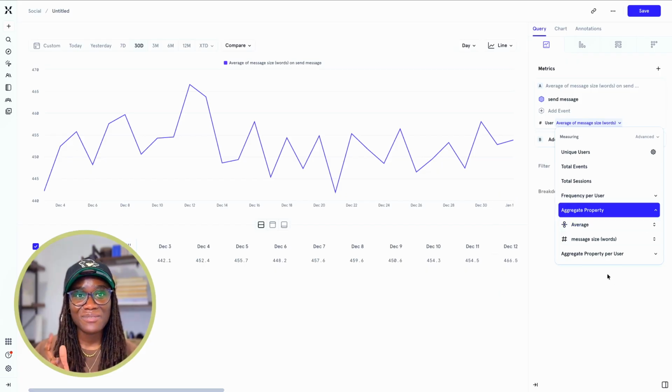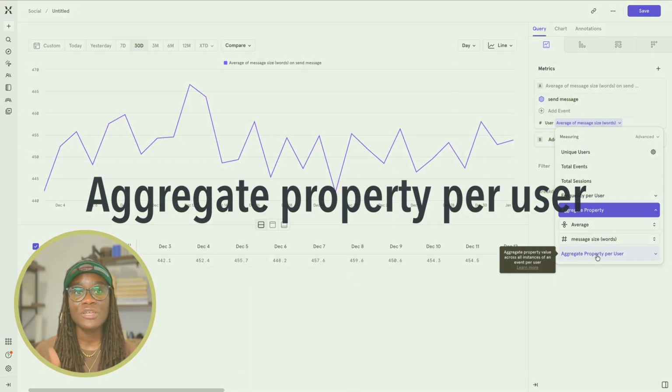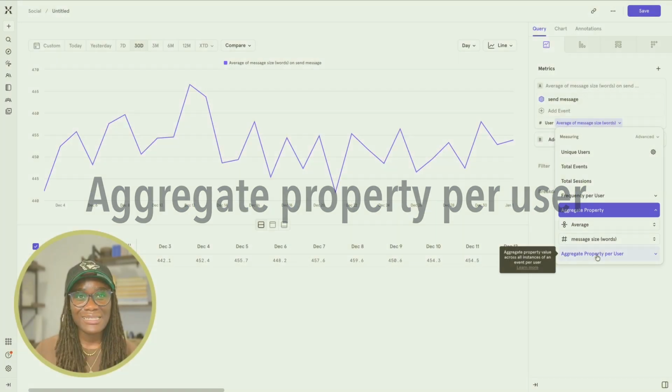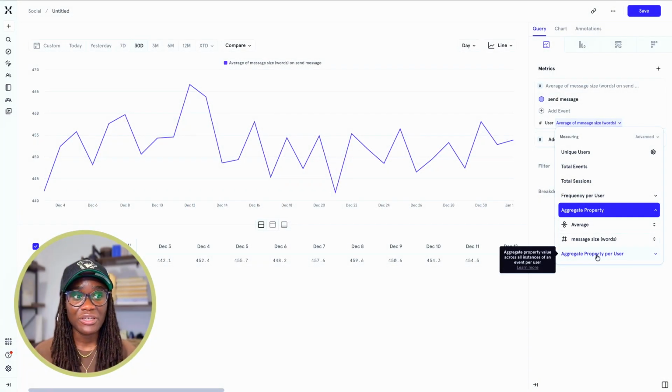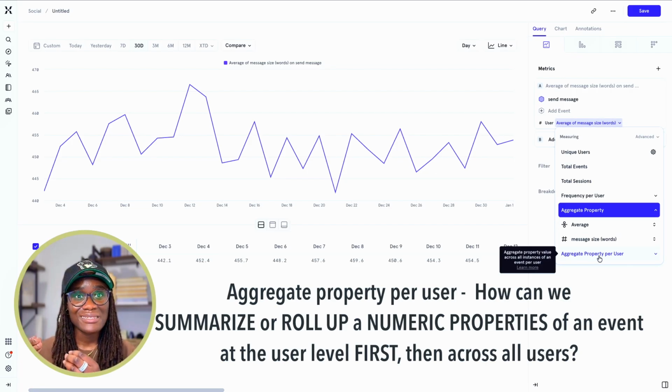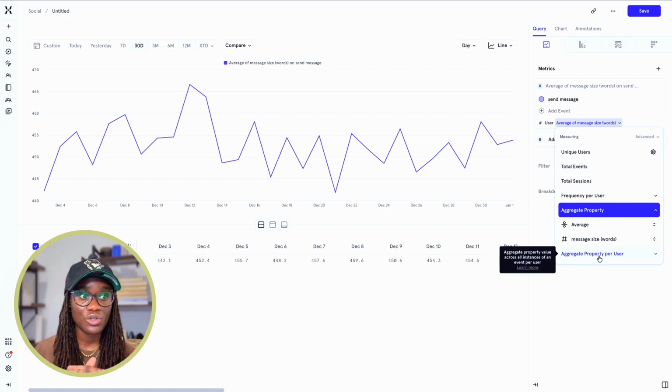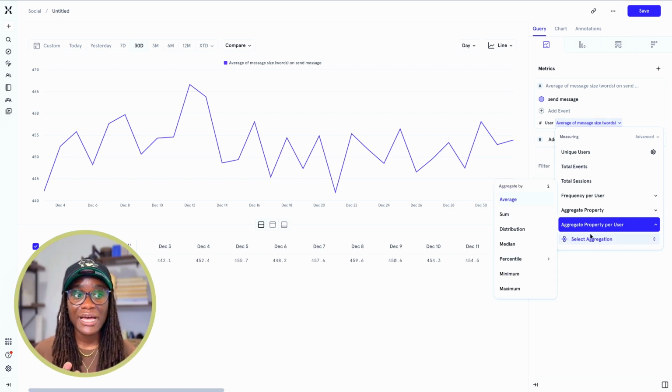The last advanced measure that I want to touch on is aggregate property per user. And this is sometimes confusing with the aggregate property. But with the aggregate property per user, it helps you to summarize, starting with the user first and then summarizing across all users. I will show us a very distinct example to illustrate this shortly. With the aggregate property per user, you have to first aggregate on each user level for every time the user did that event, and then aggregate across all the users that carried out that event.